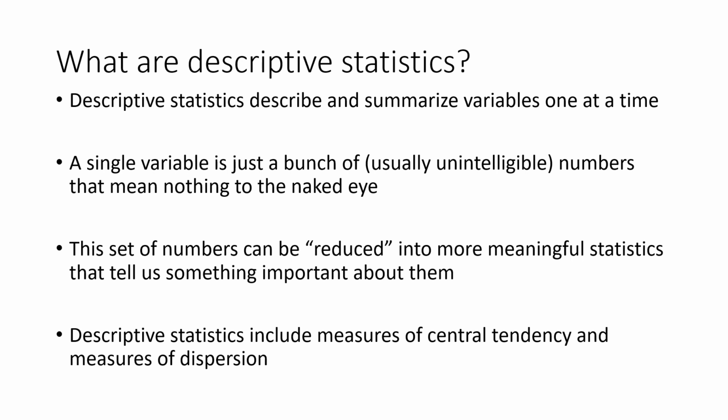A meaningful statistic tells us something important about that particular variable. And the most commonly used meaningful statistics, descriptive statistics, include measures of what we call central tendency, so that would include the mean, the median, and the mode, as well as measures of dispersion. So dispersion is how spread out a set of scores are vis-a-vis the mean.